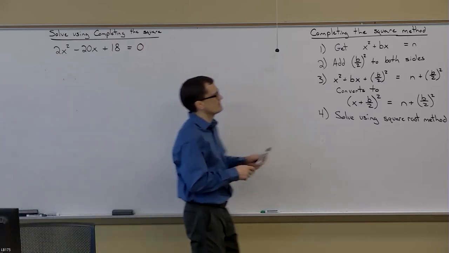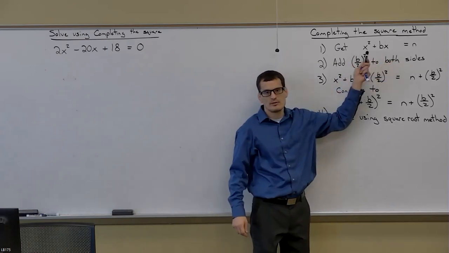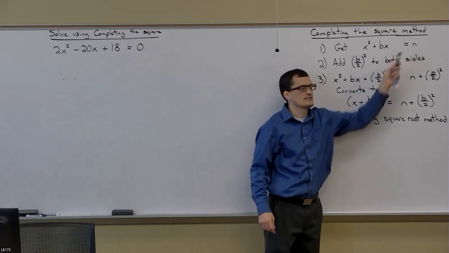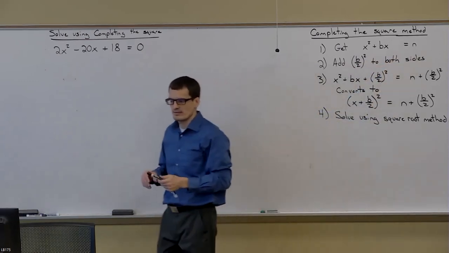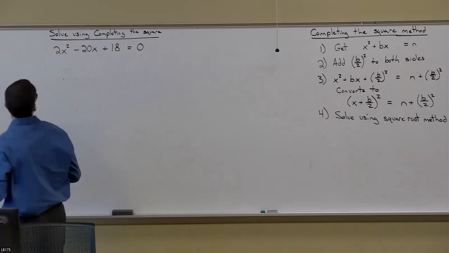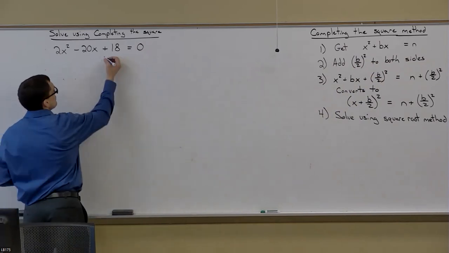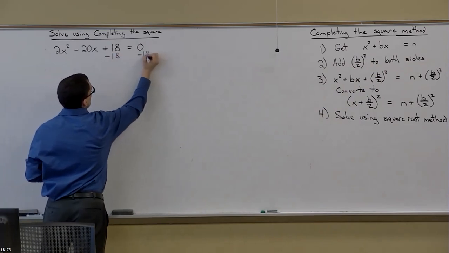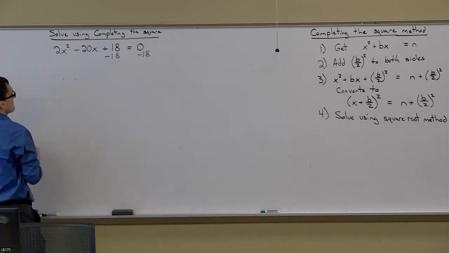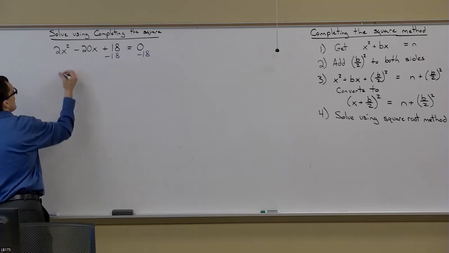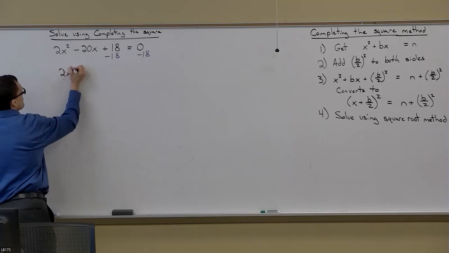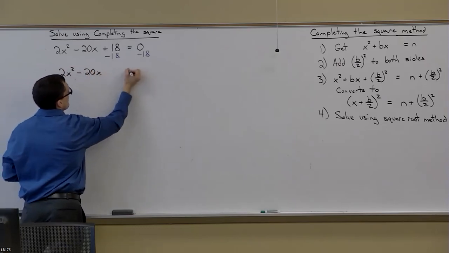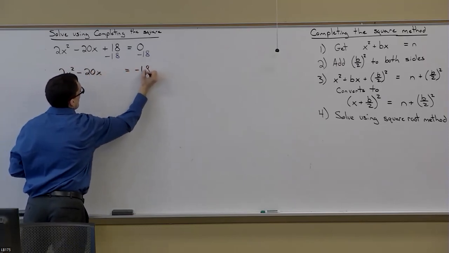We always want to get this setup where we have our x squared, our x on one side, and a constant on the other, if we're doing completing the square. So I'm going to subtract 18 from both sides. That's going to give me 2x squared minus 20x is equal to negative 18.